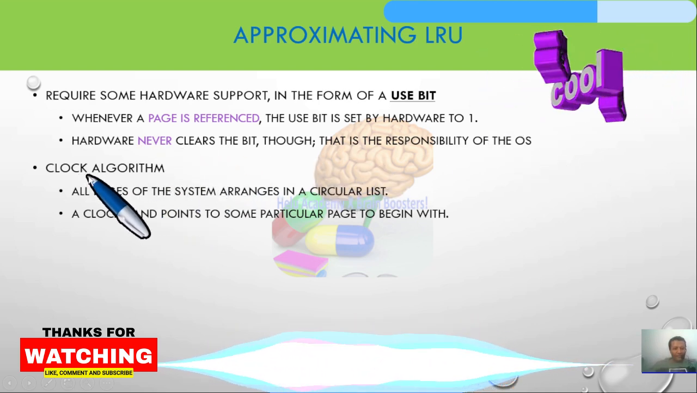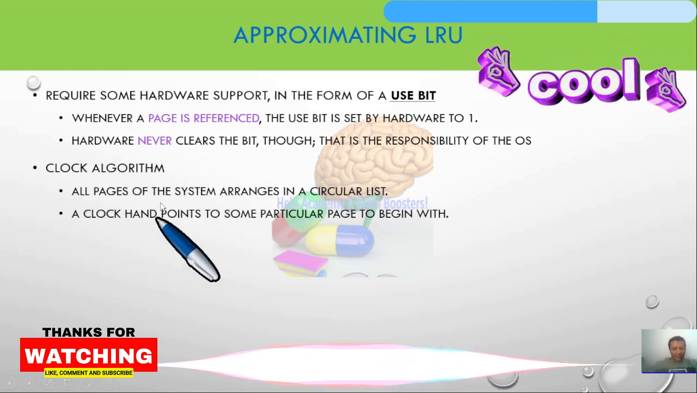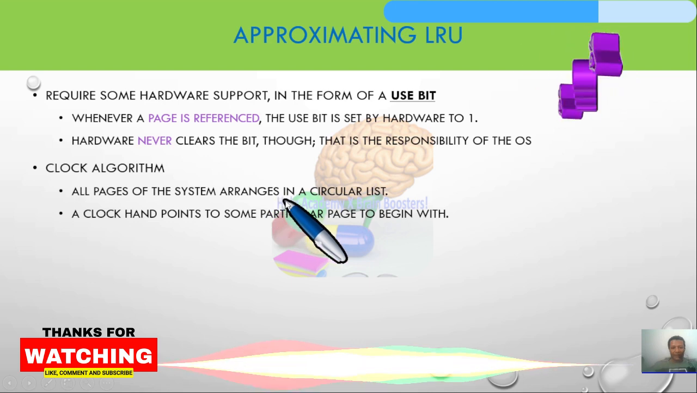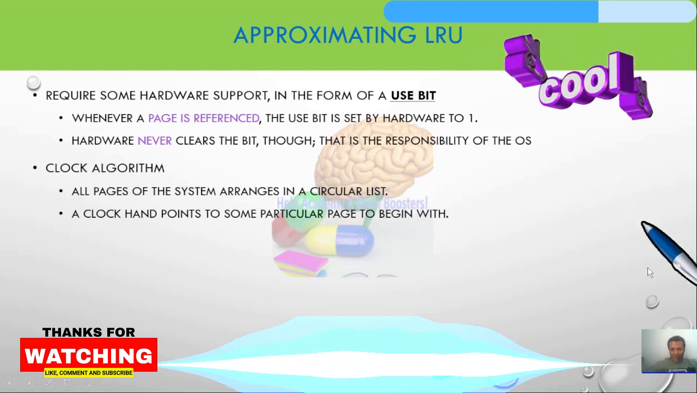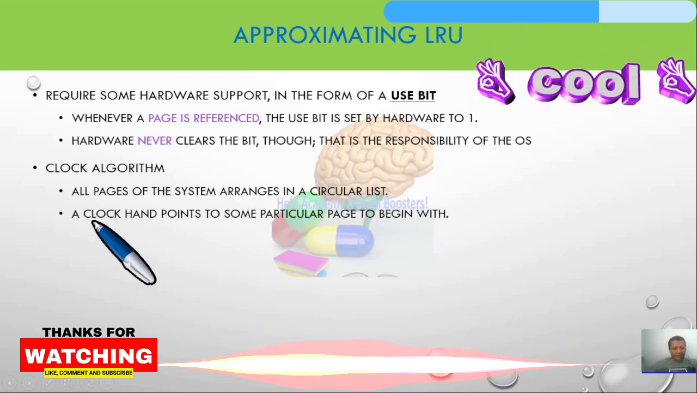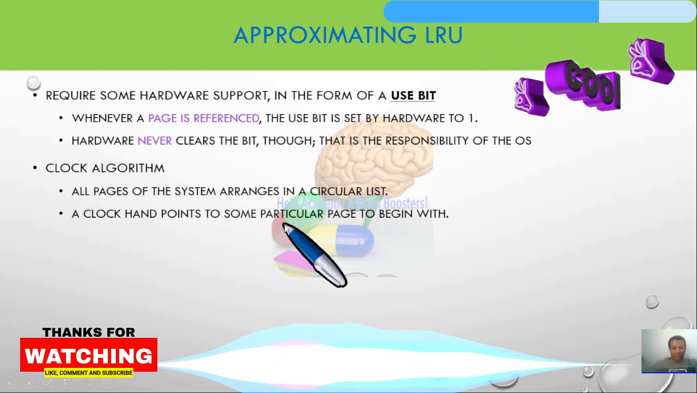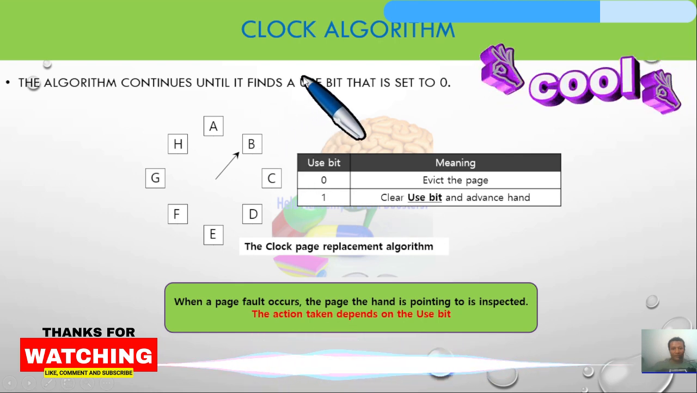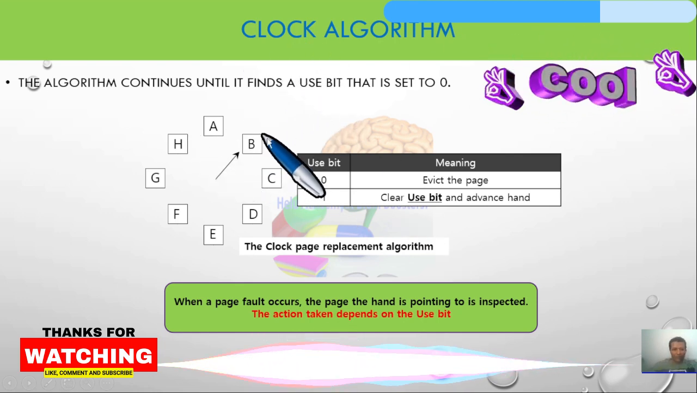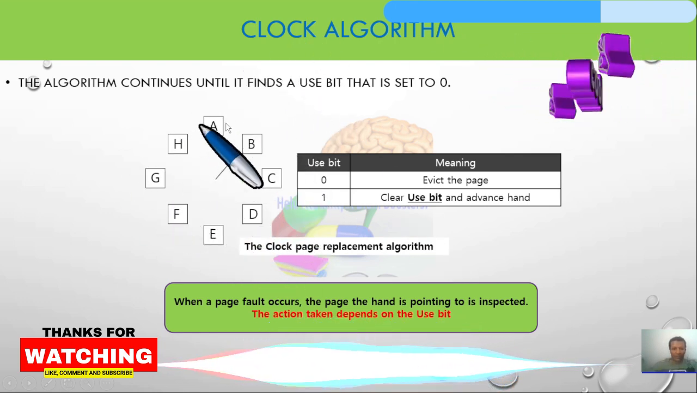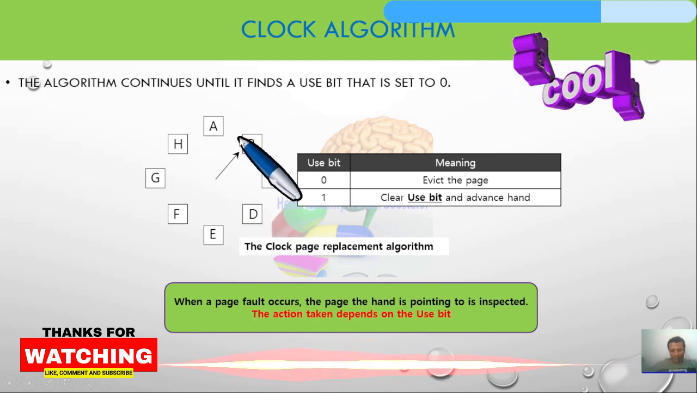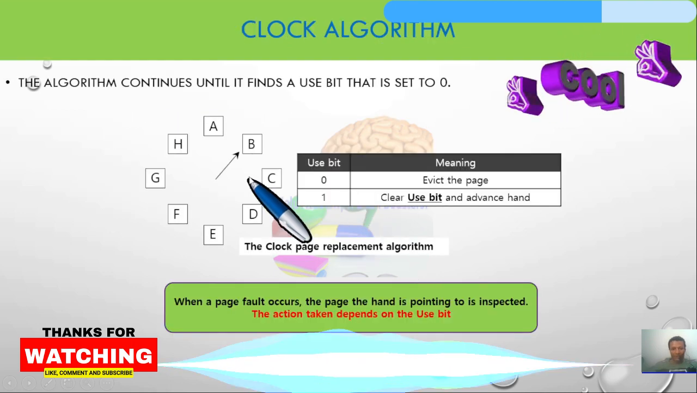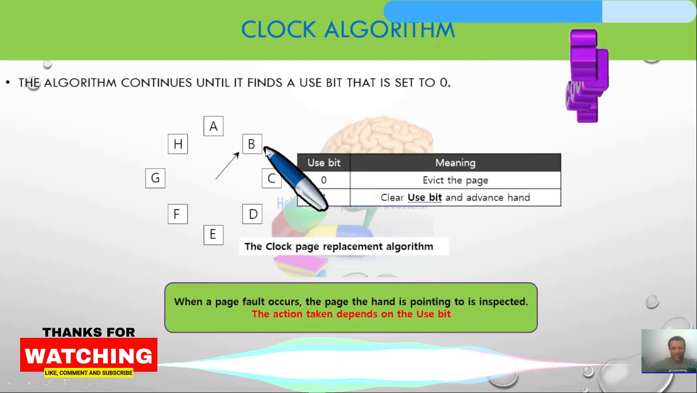Now let's see the clock algorithm. This is another type of algorithm. All pages of the system are arranged in a circular list. Then a clock hand points to some particular page to begin with. So here is the clock algorithm. All the pages are put in a circular manner, and a clock hand points to some particular page to begin with. Let's say B is that page.